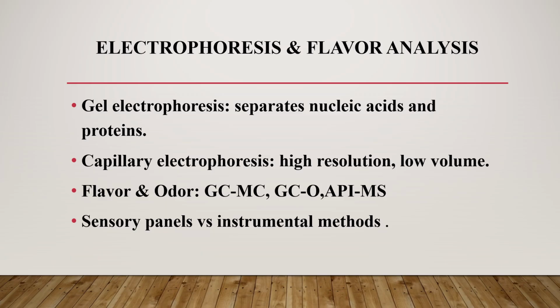Flavor and odor are critical to consumer acceptance. GC-MS identifies aroma compounds. GCO involves human sniffing during GC separation. APIMS measures volatile compounds during inhalation, offering real-time flavor release data. While sensory panels are still used, instrumental methods provide more objective and reproducible results.